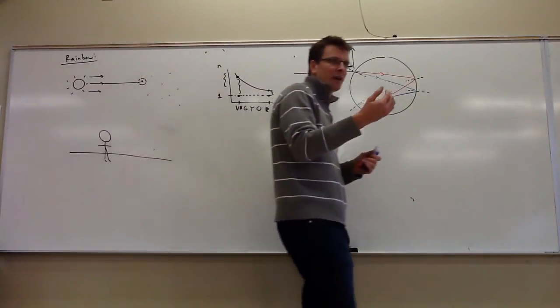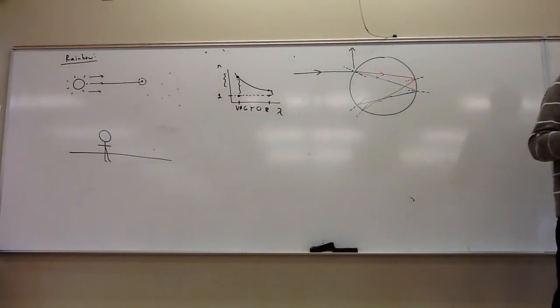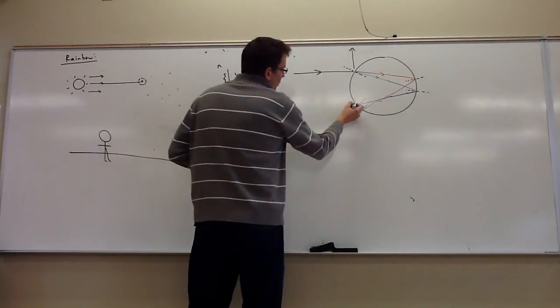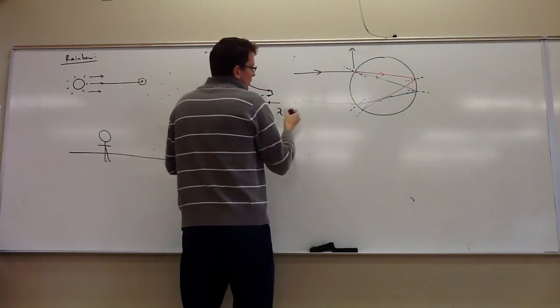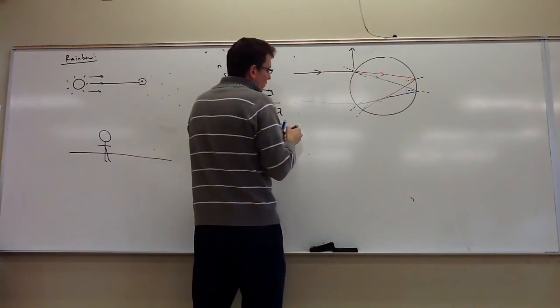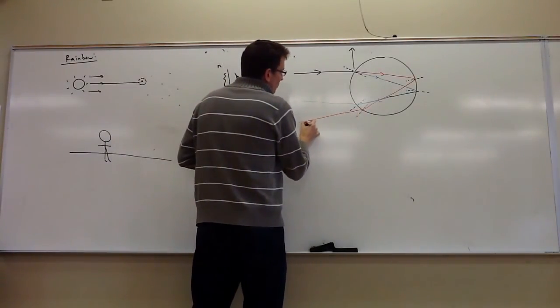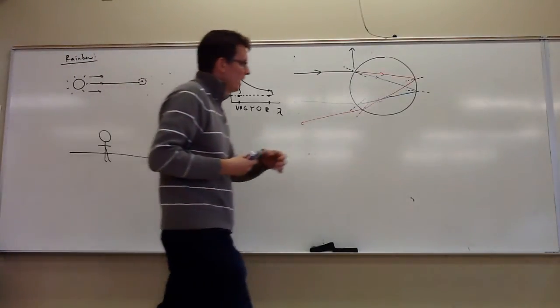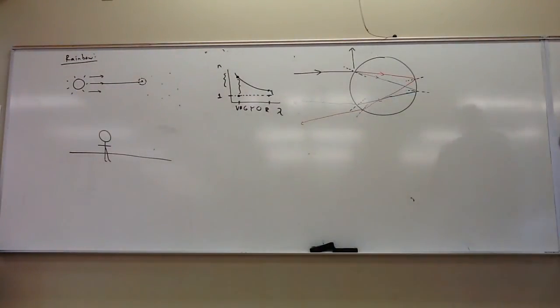So going from air to water, which way does it bend? Away or toward the normal? Away, and which color bends most away? Violet. So this bends away from the normal, and this bends a little bit away from the normal. So you see we have managed to achieve some separation between the colors.